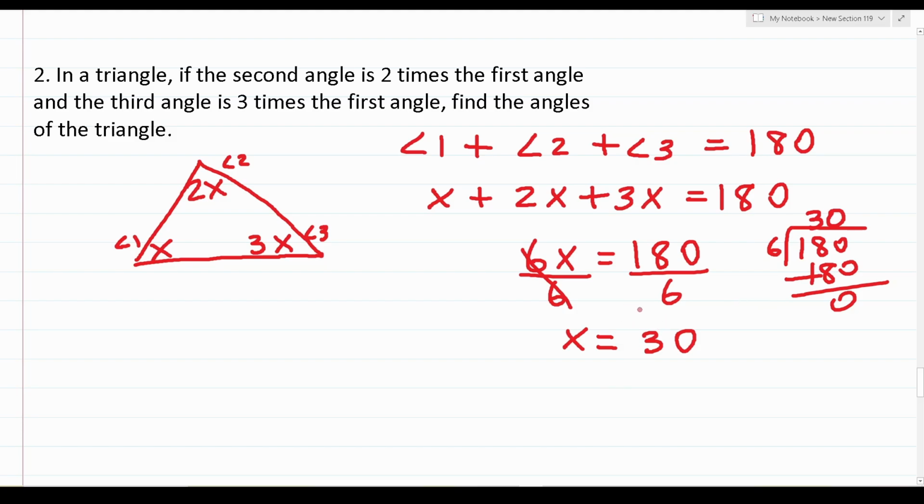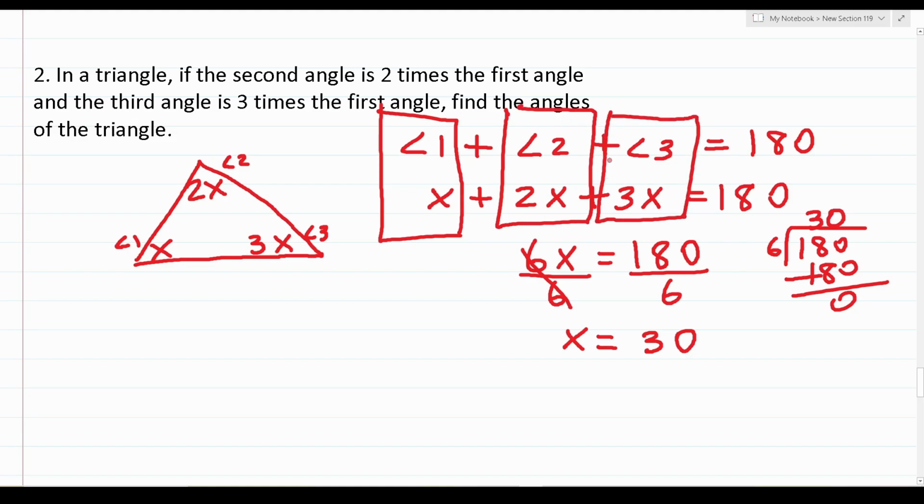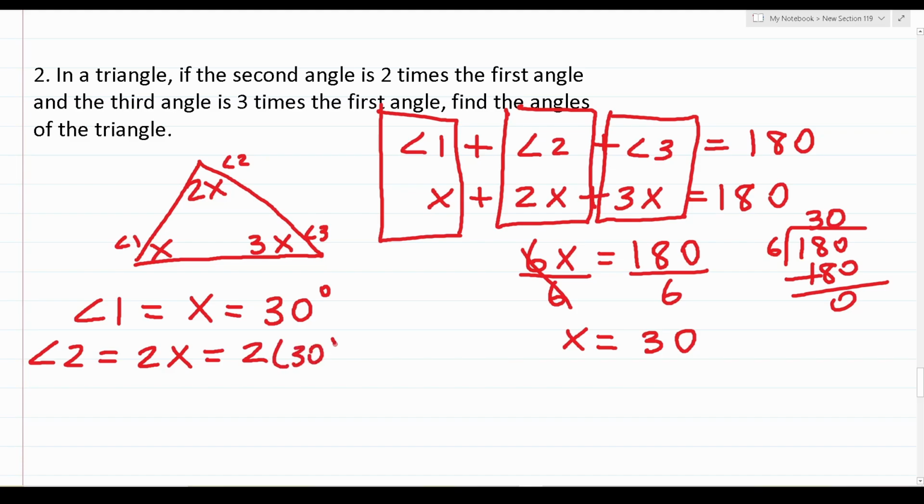All right. Now we had to find all the angles of this triangle, and we can see those are right here. Angle 1 is x, angle 2 is 2x, and angle 3 is 3x. So angle 1 is equal to x, and we know x is 30, so angle 1 is 30 degrees. Angle 2 is 2x, and we know x is 30, so this becomes 2 times 30, which is 60 degrees. And then finally, angle 3, we can see is 3x.